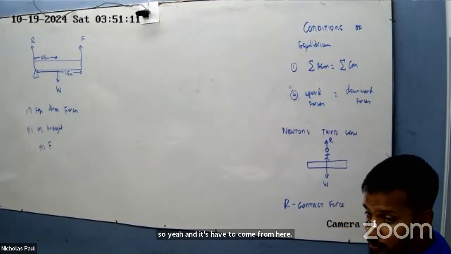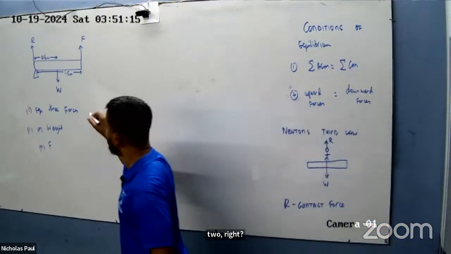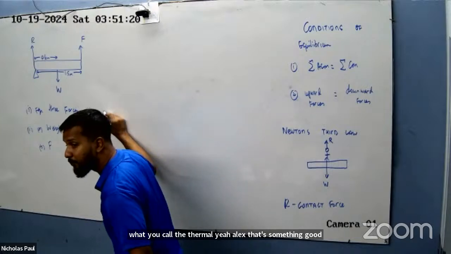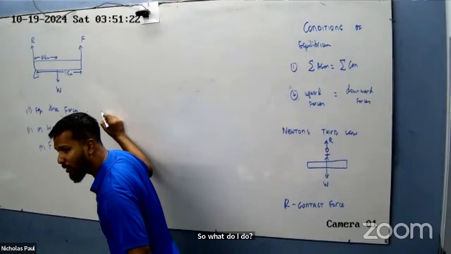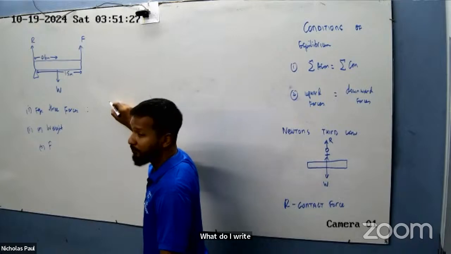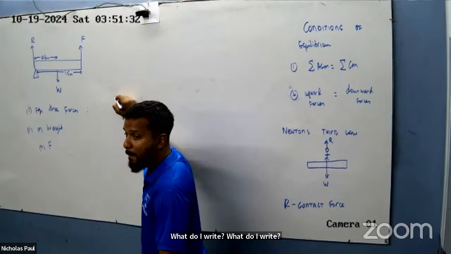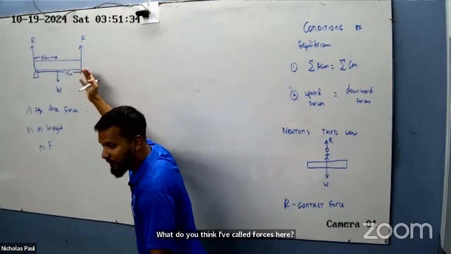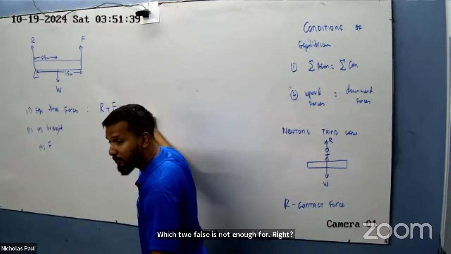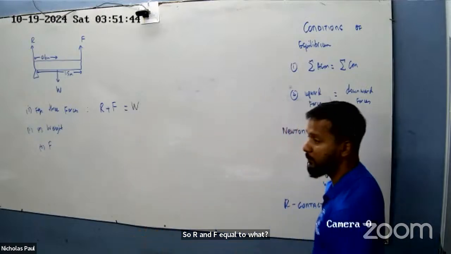Upward equals downward. Yeah, Alex, that's good. So what do I write here? Upward equals downward. What are the upward forces here? Which two forces are acting upward? So R and F equal to what? W. That's it. That's all they want.